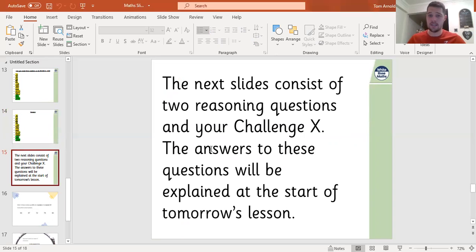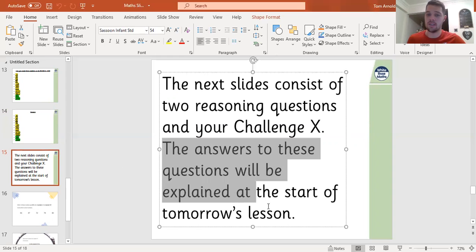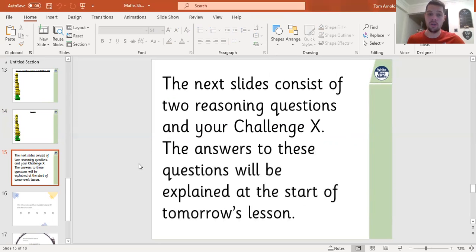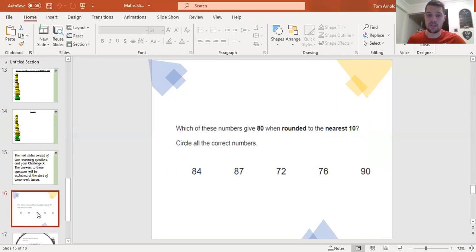The next slides consist of 2 reasoning questions and your Challenge X. Okay, so if you've got time, let's push on to these questions now. I will go over the answers at the start of tomorrow's lesson. For the Challenge X question, you will need to do some reasoning. Explain why the other numbers don't work. Okay, the first 2 questions, you can just show your calculations.